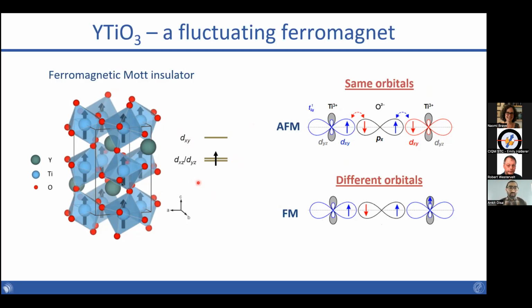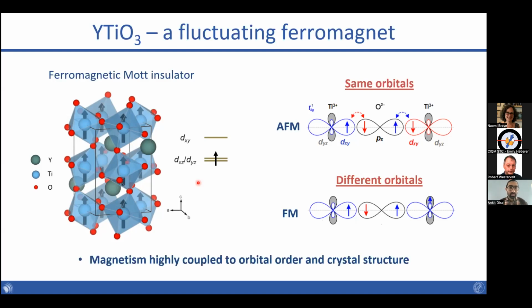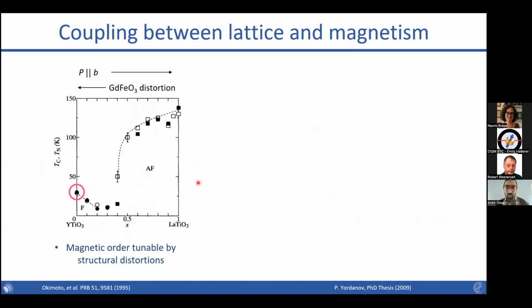But nevertheless, the spin, the orbital, and the lattice degrees of freedom are all very strongly coupled to each other in the system. And that has some very interesting consequences that have been observable in experiments. Okay. One of the consequences can be seen here. If you just take a look at this phase diagram, this is from Tokura's group from a long time ago, where they studied solid solutions of yttrium titanate and lanthanum titanate.